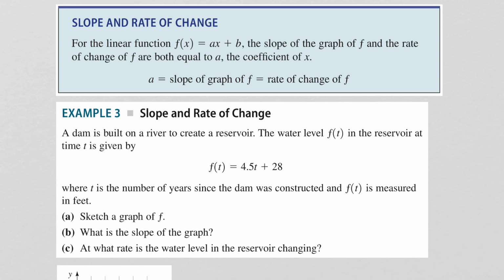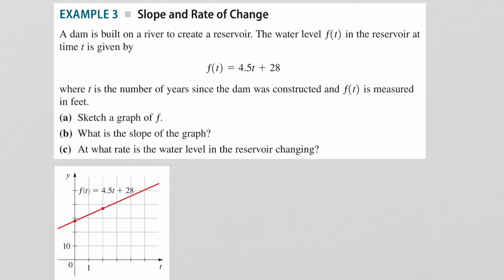Slope and rate of change. For the linear function f of x equals ax plus b, the slope and the rate of change are both equal to a, and a is the coefficient of x. So it's important that we recognize that the slope is something that we call the rate of change. And so that tells us how fast the function values are changing with respect to how fast the x variable is changing. So as an example, a dam is built on a river to create a reservoir.